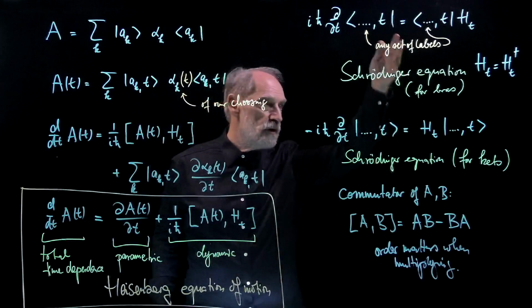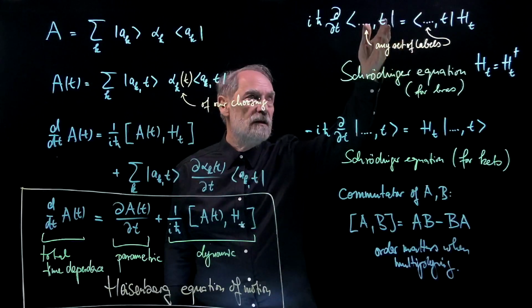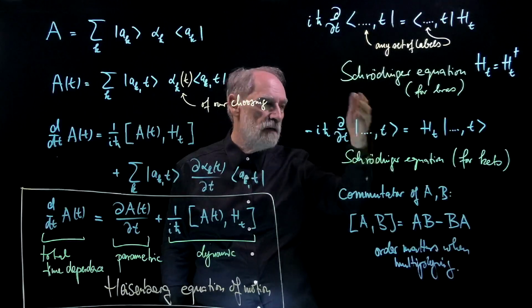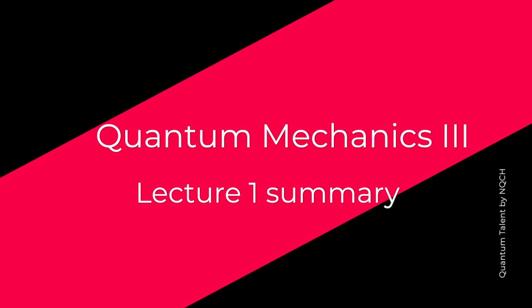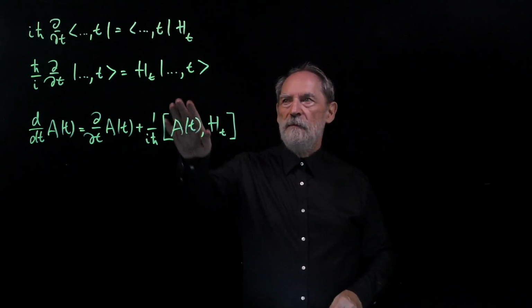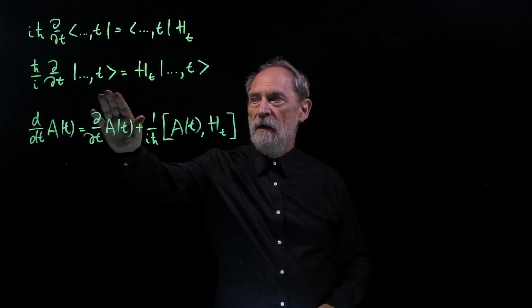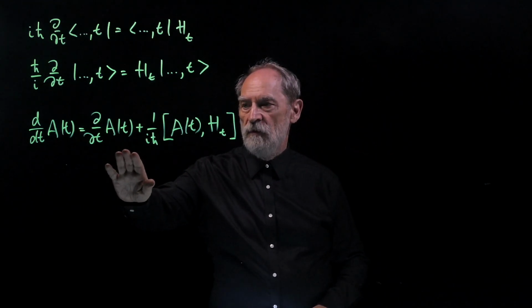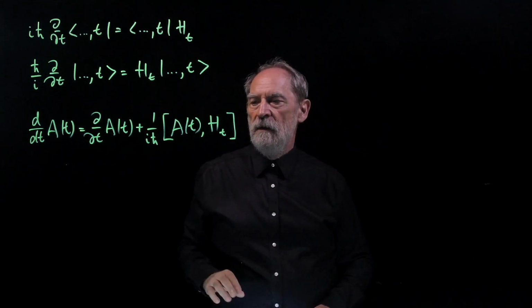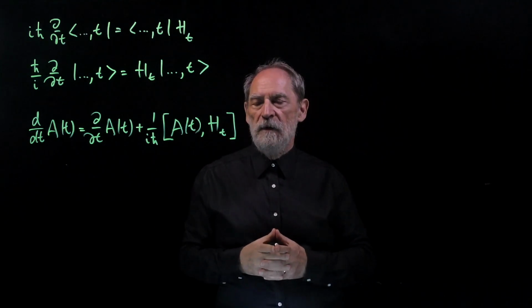The Schrödinger equations that we have seen before are, to begin with, equations that tell us the time dependence of bras and the time dependence of kets. In summary, there is the Schrödinger equation for the evolution of bras and the adjoint equation for kets and the Heisenberg equation of motion for operators. In the next lecture, we apply this to the time dependence of a qubit.